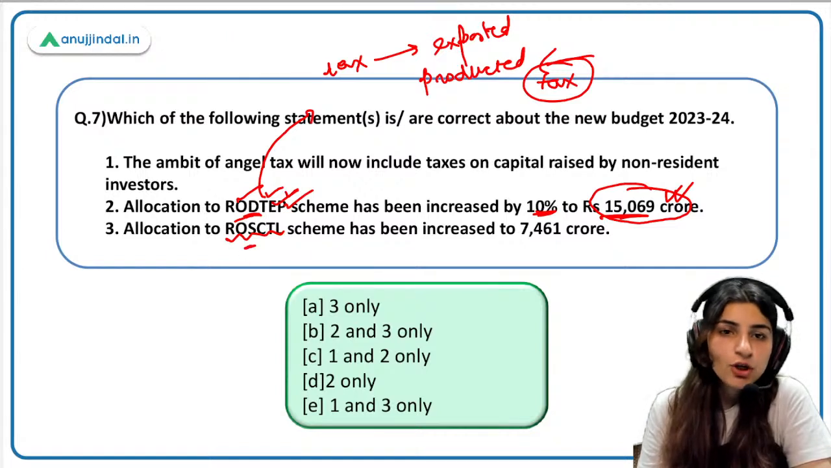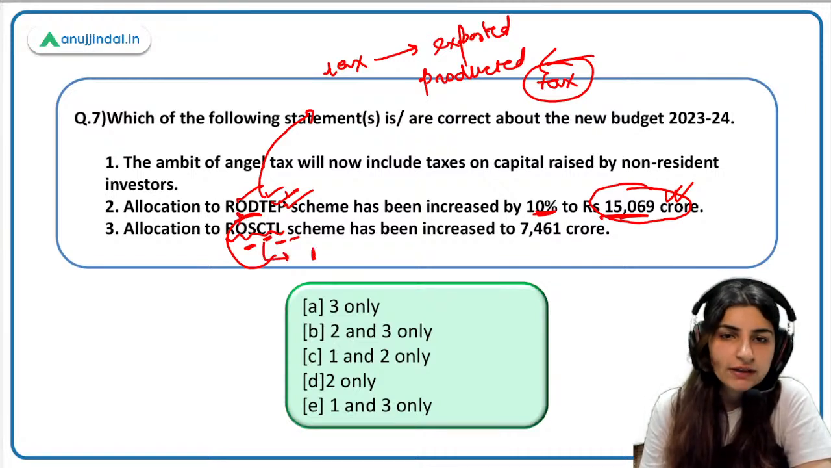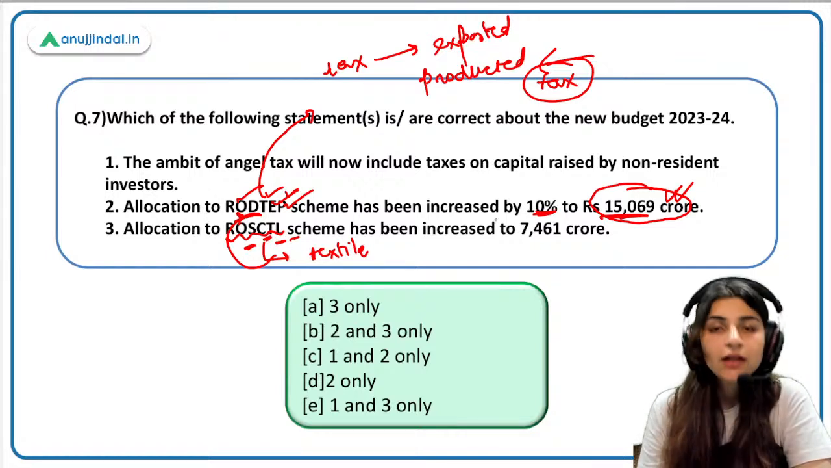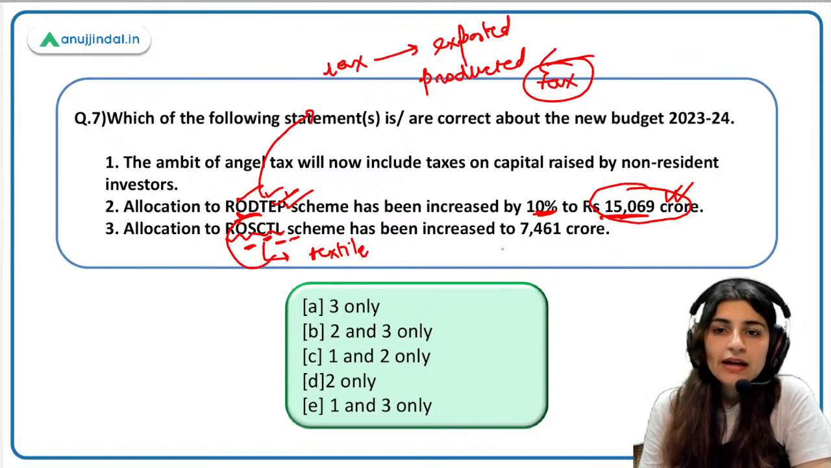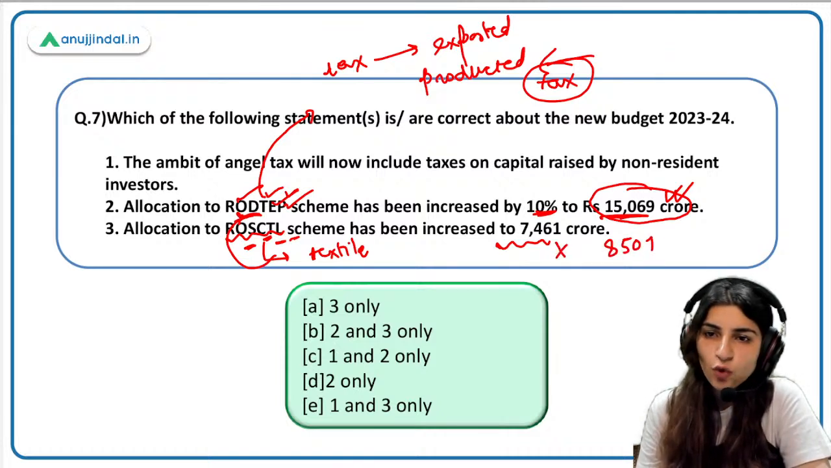Now, allocation to ROSCTL, remission of state and central taxes levies. This scheme is just like this ROTTEP scheme. However, this scheme is working for the textile sector. Therefore, Ministry of Textile के अंदर आती है ये scheme. Again, PIB में please पढ़ लीजिएगा. And it has increased to 7461 crore. No, I think it is 8501 crore.